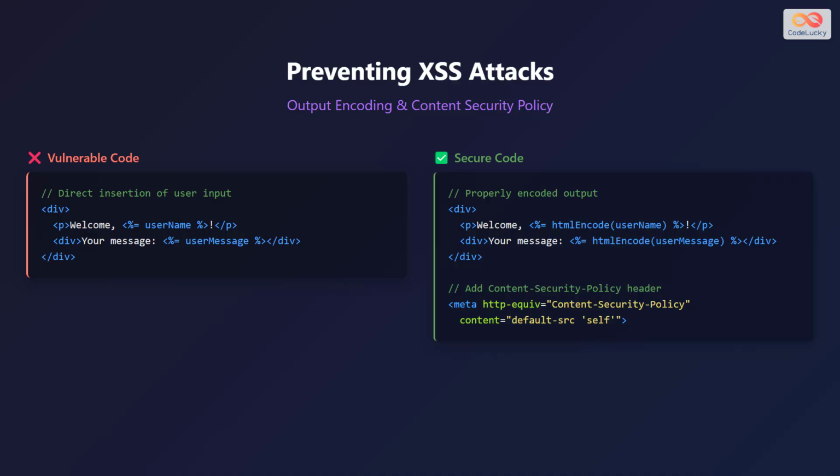Let's talk about how to prevent XSS attacks. Here, we are going to discuss output encoding and content security policy. On the left, we have an example of vulnerable code where user input is directly inserted into the HTML without encoding. On the right, we have the secure code where the user input is HTML encoded to prevent the execution of any malicious scripts. Additionally, a content security policy is added to the meta tag to further restrict the sources from which content can be loaded.